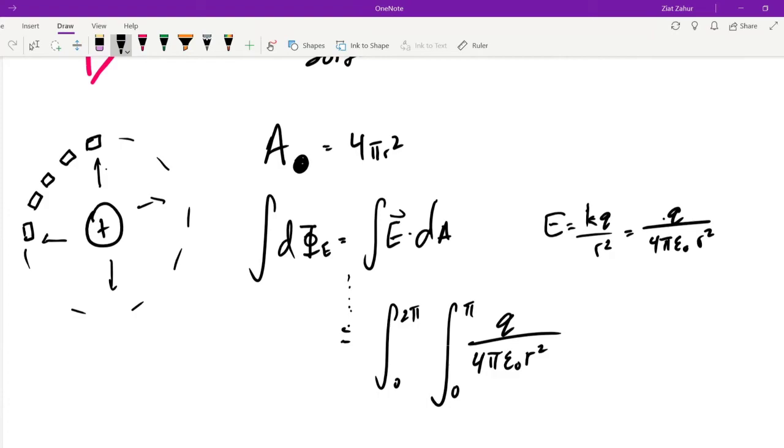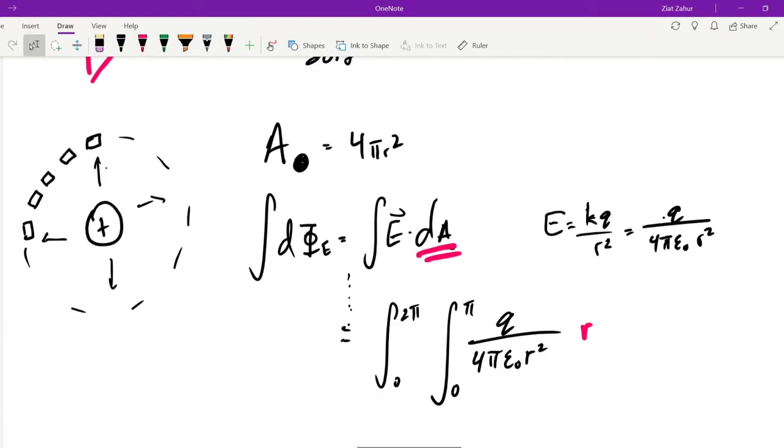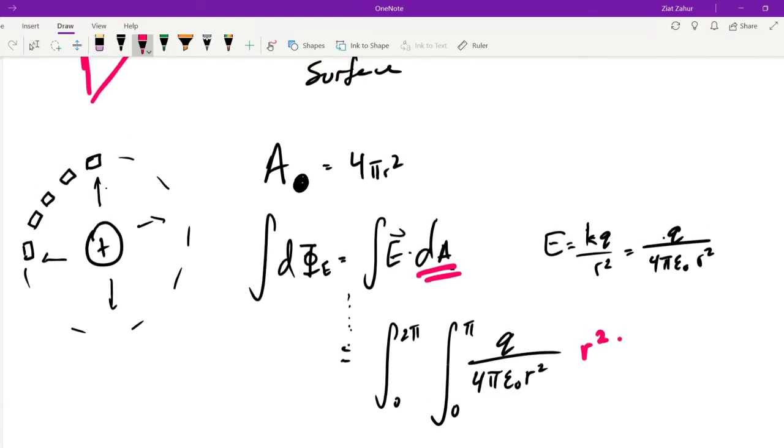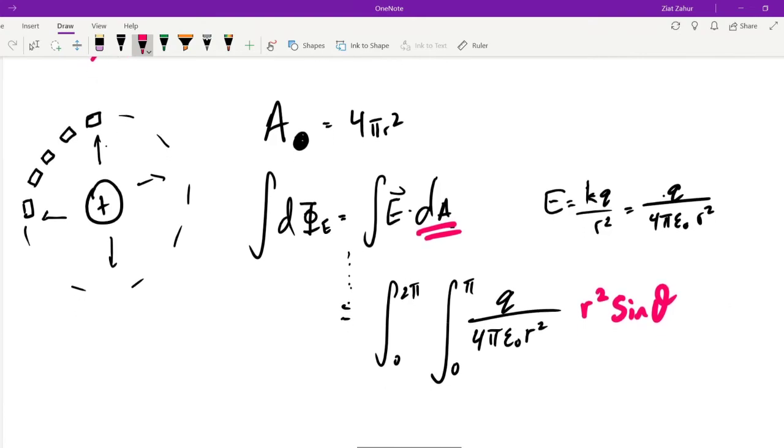The dA turns into, in double integral form, R squared sine theta d theta d phi. Yeah, it is polar.